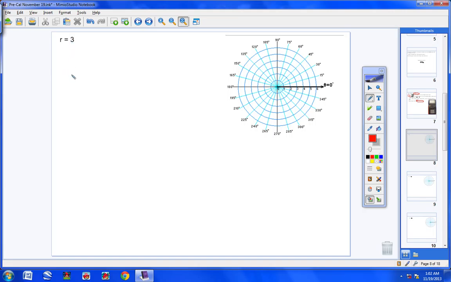Let's graph this polar equation. Now, Chase and Matthew, go ahead and go to mode and put your calculator in polar form. After you've done that, go ahead and hit the Y equals button, and when you do, up is going to pop.